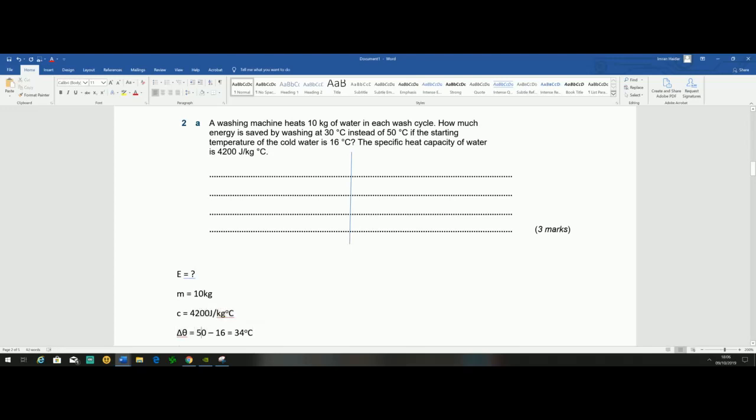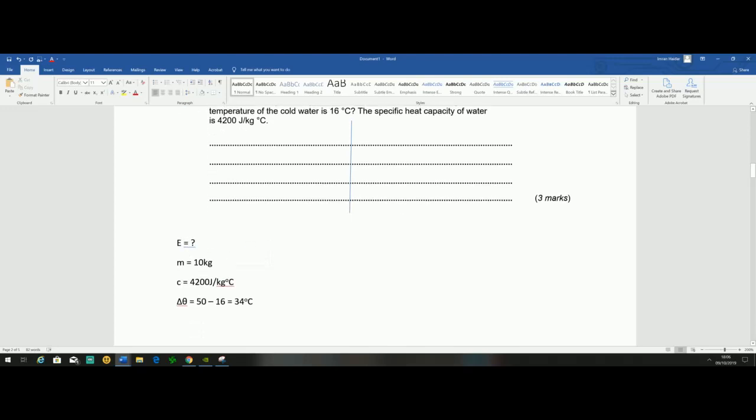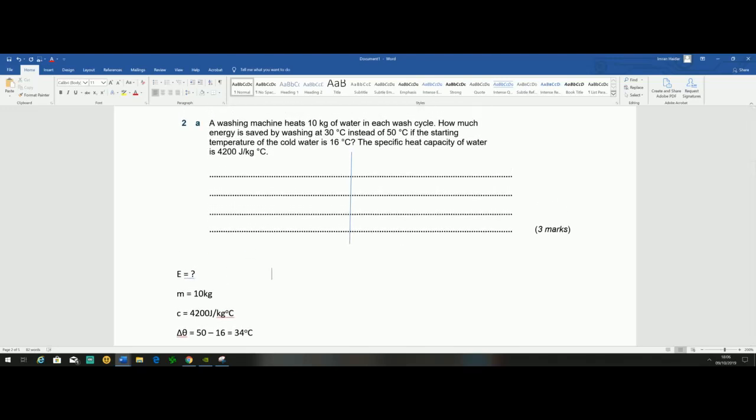In situation number 2, the change in temperature is going to be different because it's going to start at 16 but it's going to stop at 30. That will allow us to work out the energy for this scenario and scenario B, and then we can subtract the energies and that will give us our end answer.